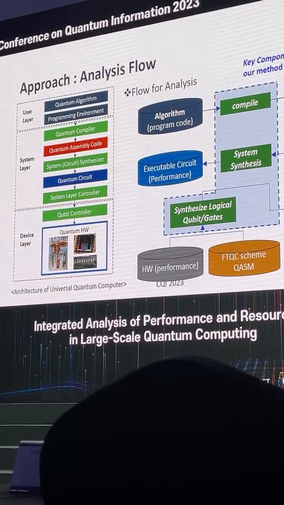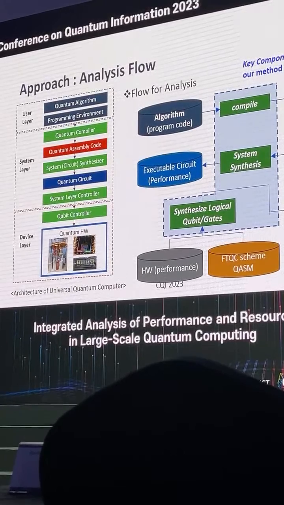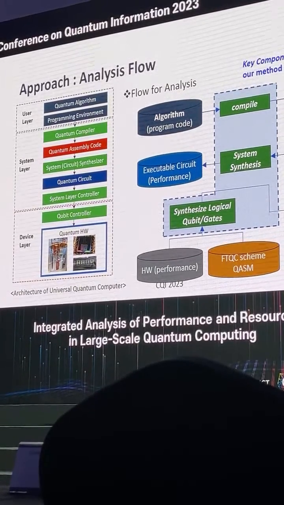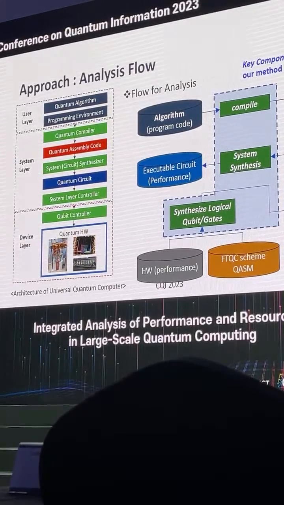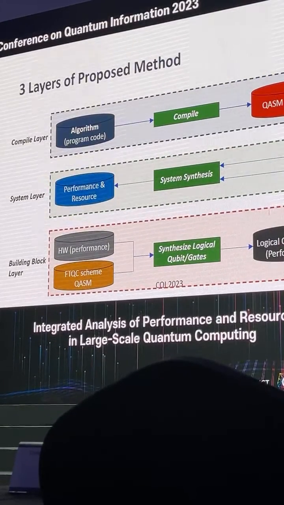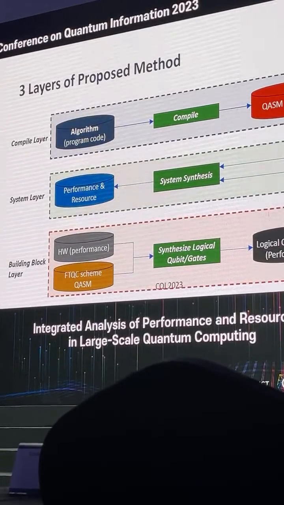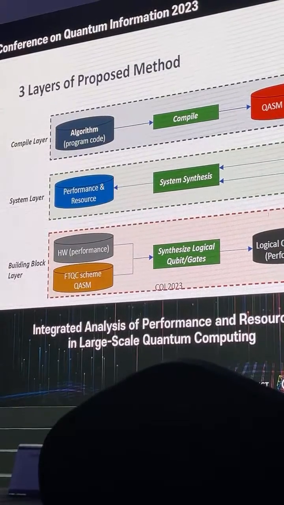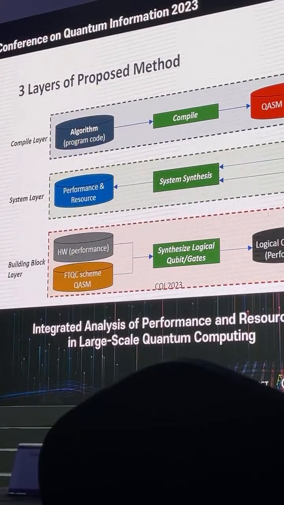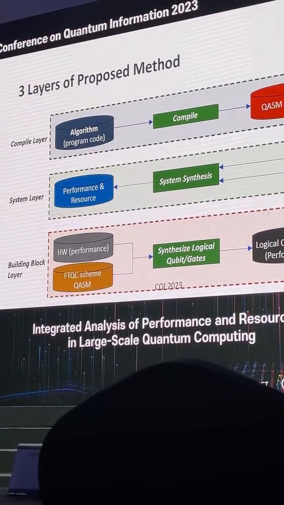Here, these 3 green boxes are the key components of our method: compiler, system synthesizer, and logical building block synthesizer. So we have developed a chain of software based on the 3 layers. Then I will show how to develop the layers and what the key issues are in the following.